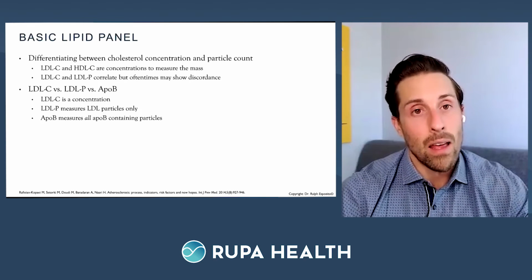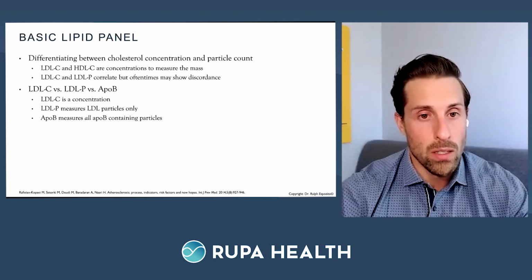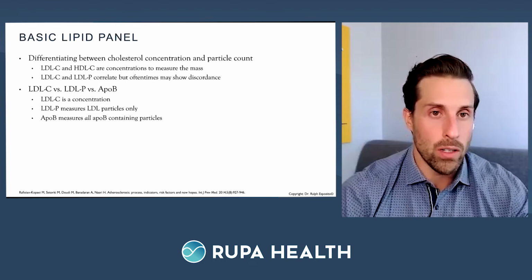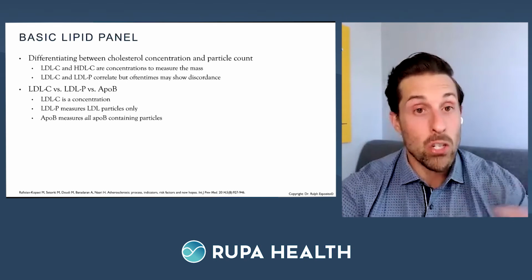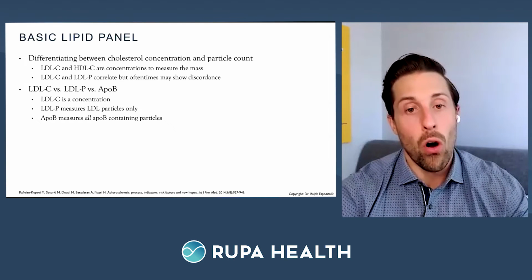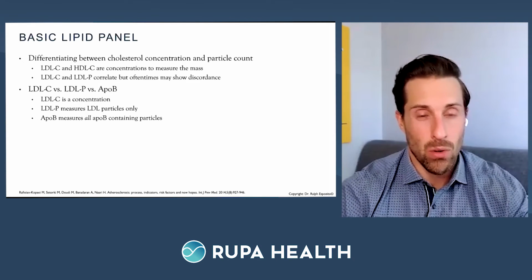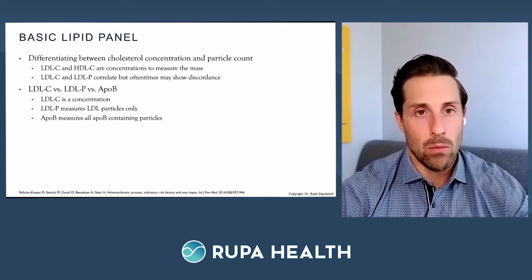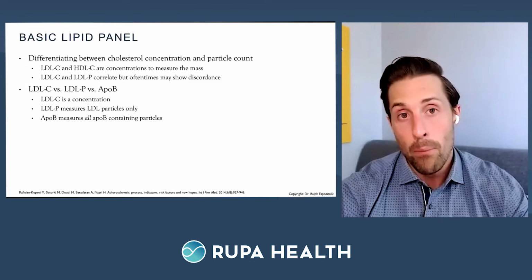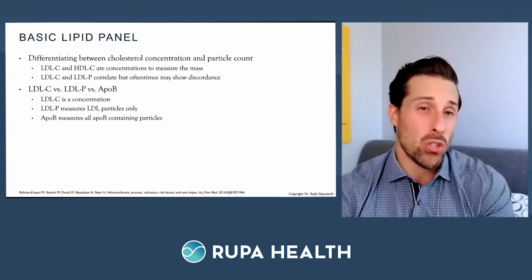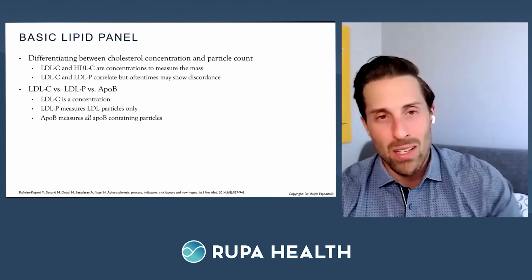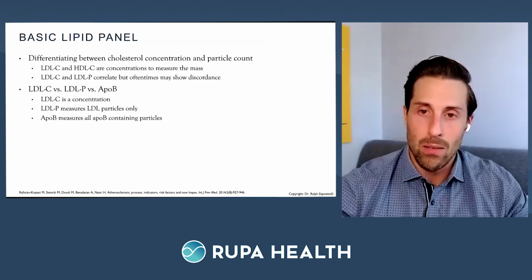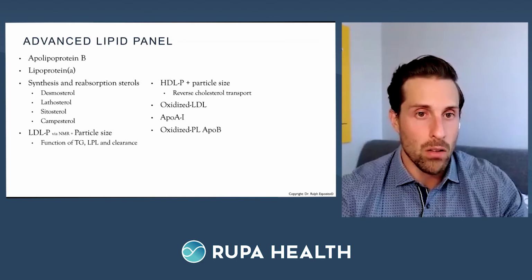So we can see that all of those two markers don't always correlate, or are not concordant, as we would say. And then we can measure ApoB, and ApoB measures all ApoB-containing particles. So it is measured in milligrams per deciliter, but it's really measuring particles. And we know that there's one ApoB per LDL particle. So if we can measure total ApoB, then we can also get an idea of the LDL particles. And we understand that that is most important with cardiovascular risk.